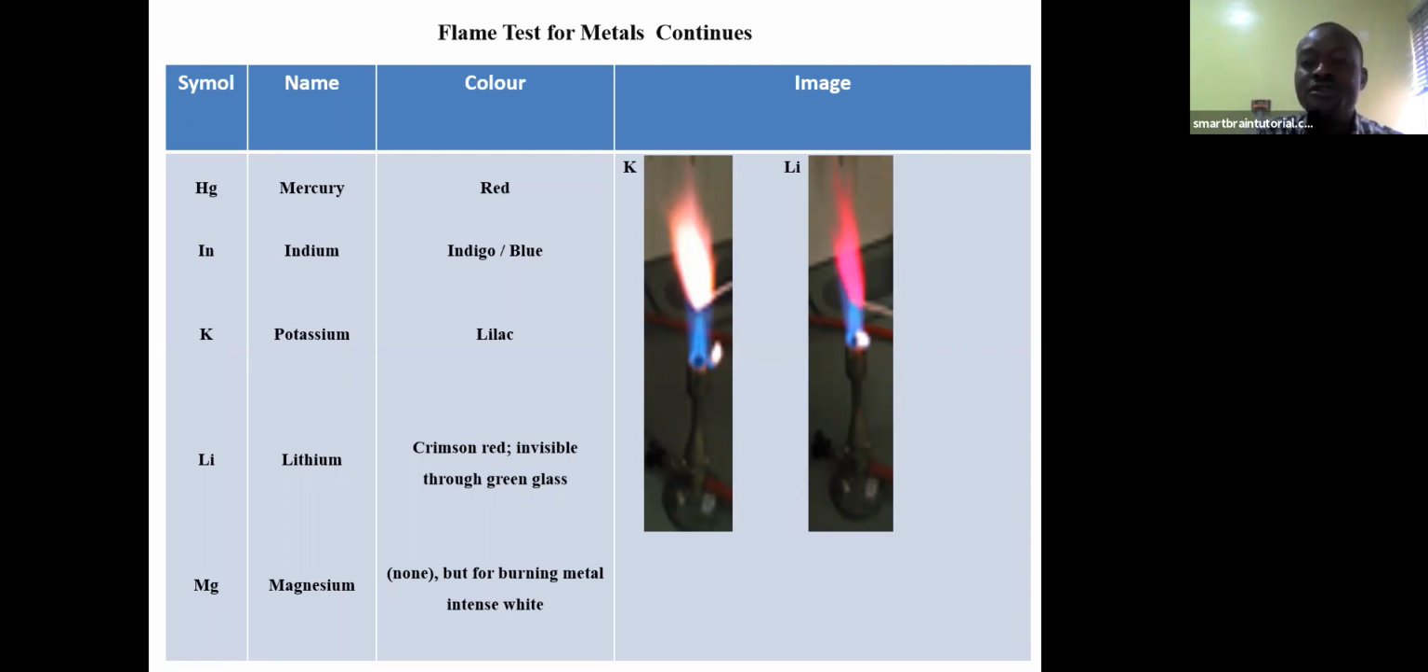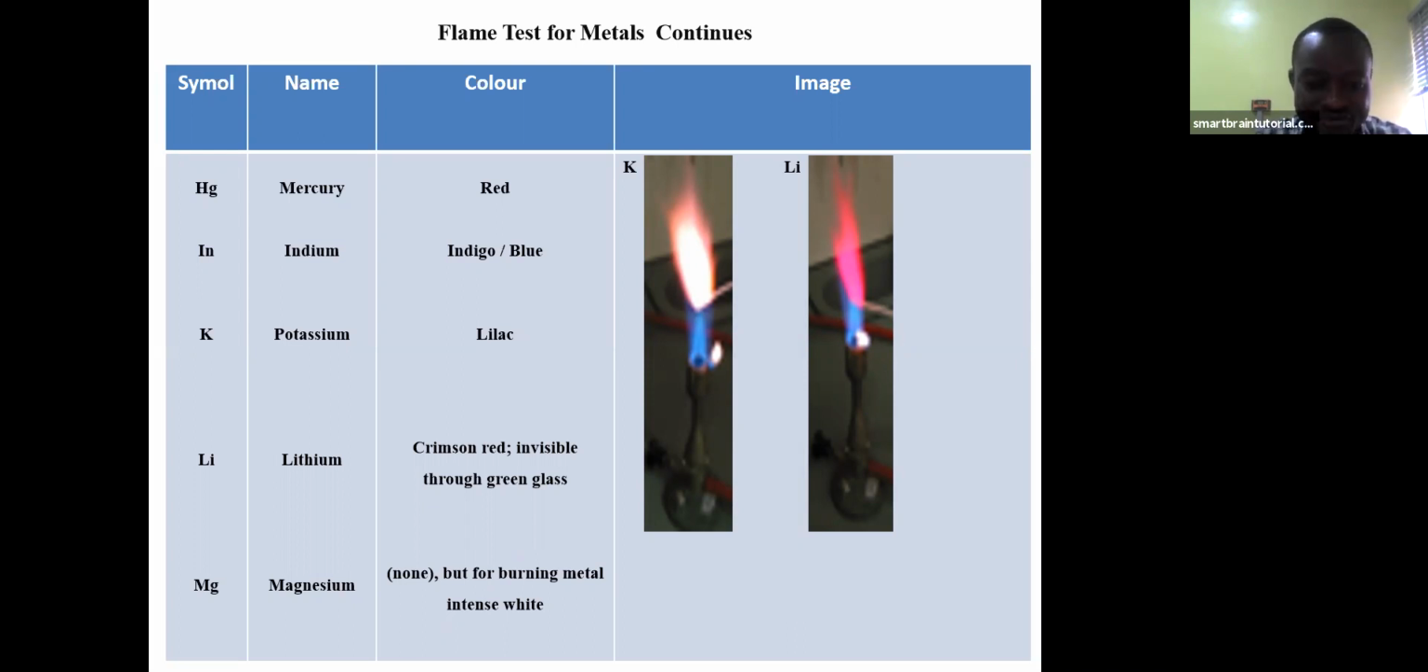Mercury we give red. Indium we give indigo and blue. Then potassium gives lilac flame. Lithium we give crimson red. Invisible through green glass. If you view the flame that is displayed when you expose lithium in a flame test through green glass, it will not show. Instead, you view it physically and you will see crimson red.